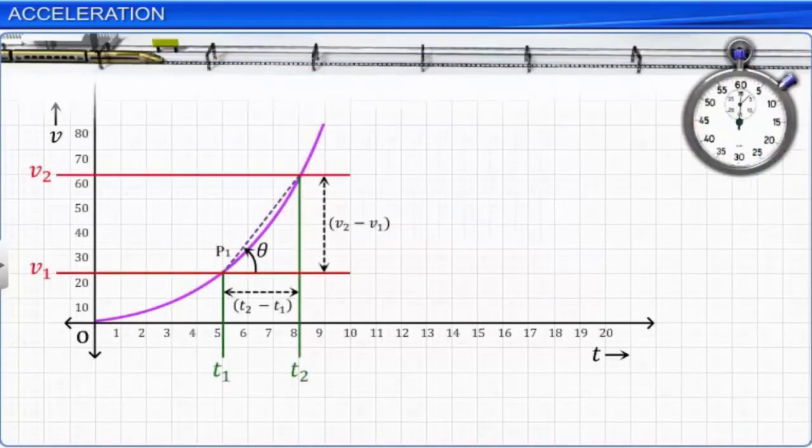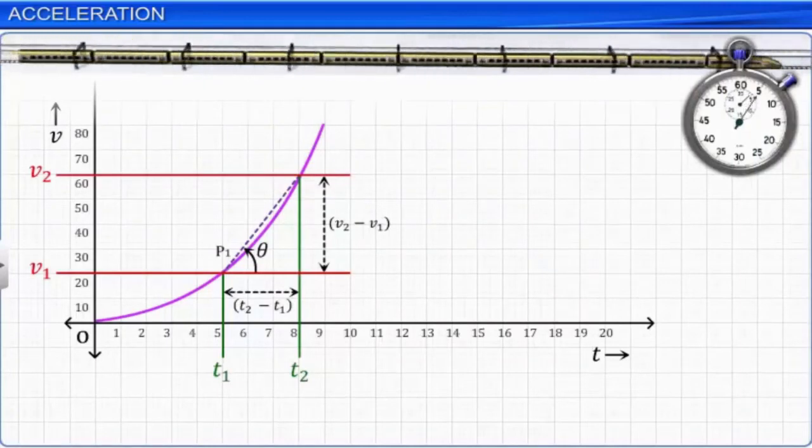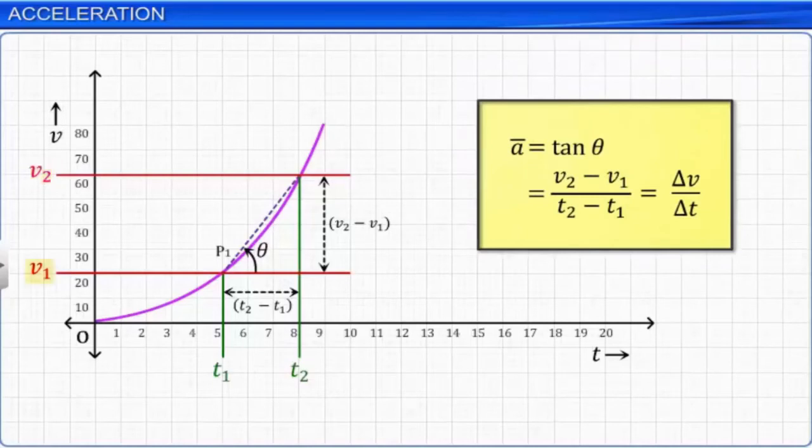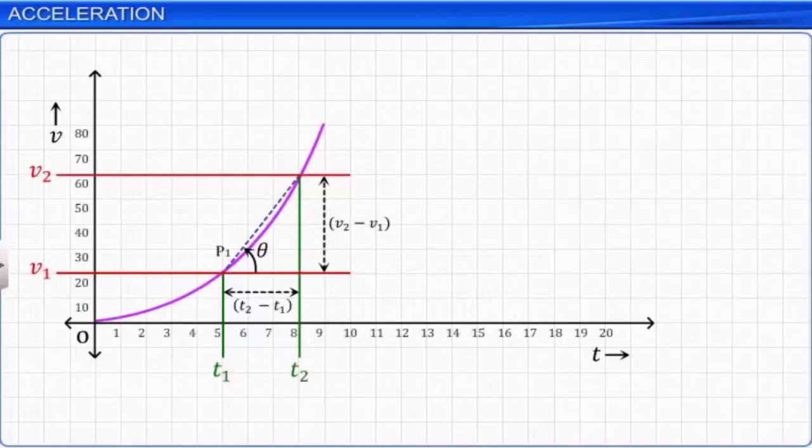Acceleration of a body is the rate of change of its velocity with time. The average acceleration a dash is defined as the change of velocity divided by time. V2 and V1 are instantaneous velocities at times t2 and t1. The SI unit of acceleration is meter per second square. On the v-t graph, the average acceleration is represented by the slope of the line joining the points (V1, T1) and (V2, T2).